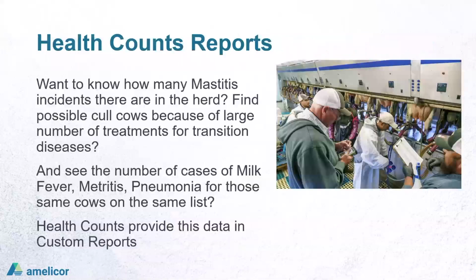How do you find all of these high-risk animals that have high incident rates of disease, or in this specific case metritis, mastitis, milk fever, and such? Well, now we have tools in DHI Plus that help you find those things.